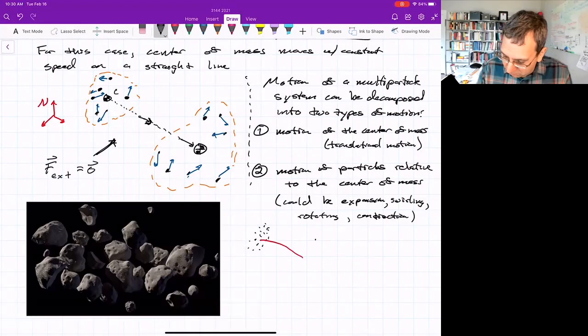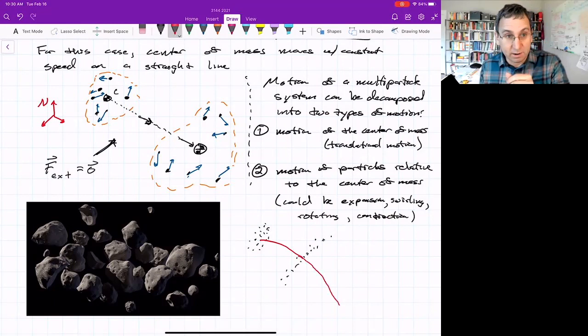But this rubble pile, maybe it's getting bigger, things are spreading out. So here's one snapshot, and it's not necessarily moving on a straight line. This is moving around the sun. So this is the path of the rubble pile, if you want.